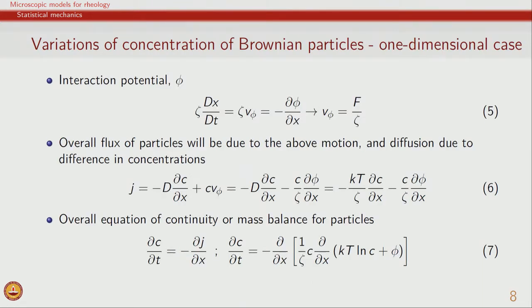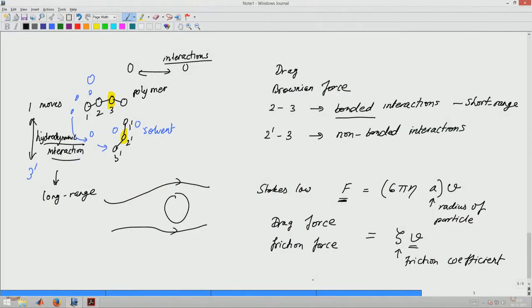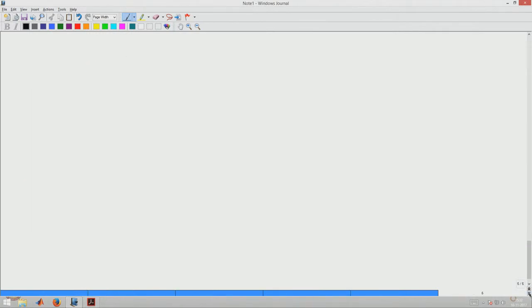Now, we can look at a much simpler case also. Let us look at a set of Brownian particles, and what we have is a system in which the particles can move about randomly, and since they are moving about randomly, we could define a variable of the number of particles per unit volume as its concentration.